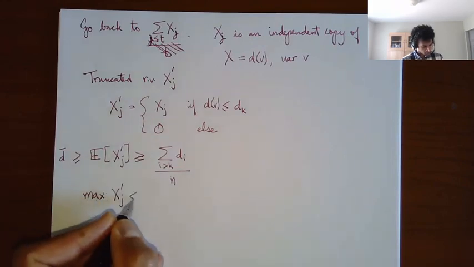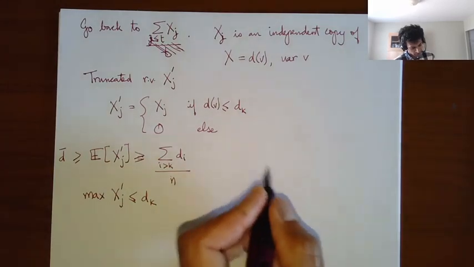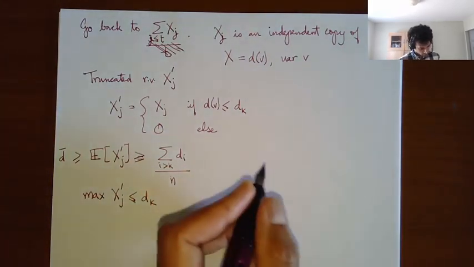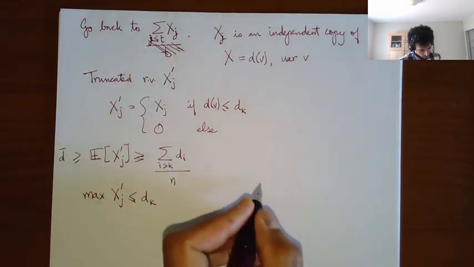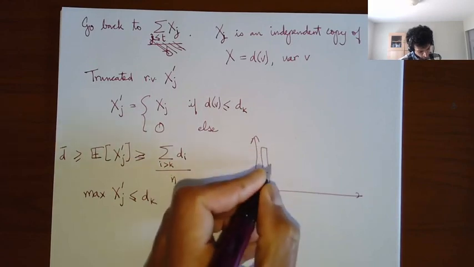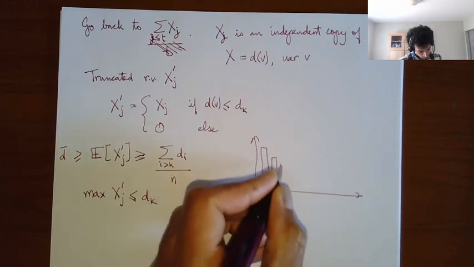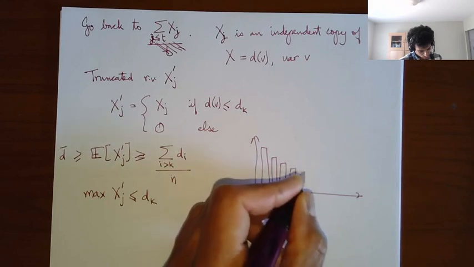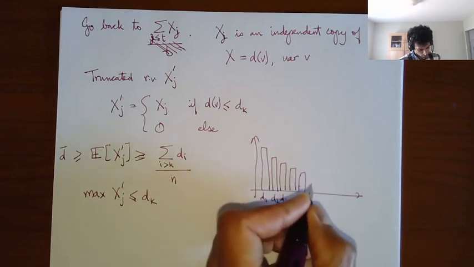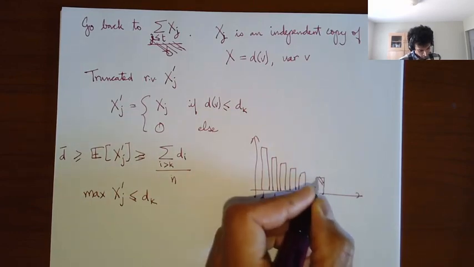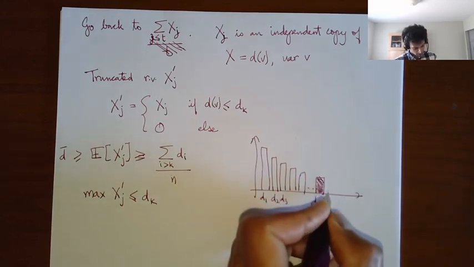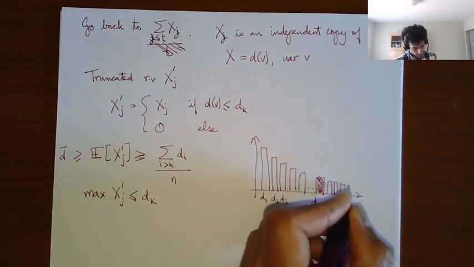dk, right? So this is at most dk. So again, let me give you a sort of picture intuition for what is going on. I'm going to draw the degrees as bars, right? So this is degree 1, so think of this as D1, D2, D3, and so on and so forth, until we reach some dk, and then we have everything that's left.